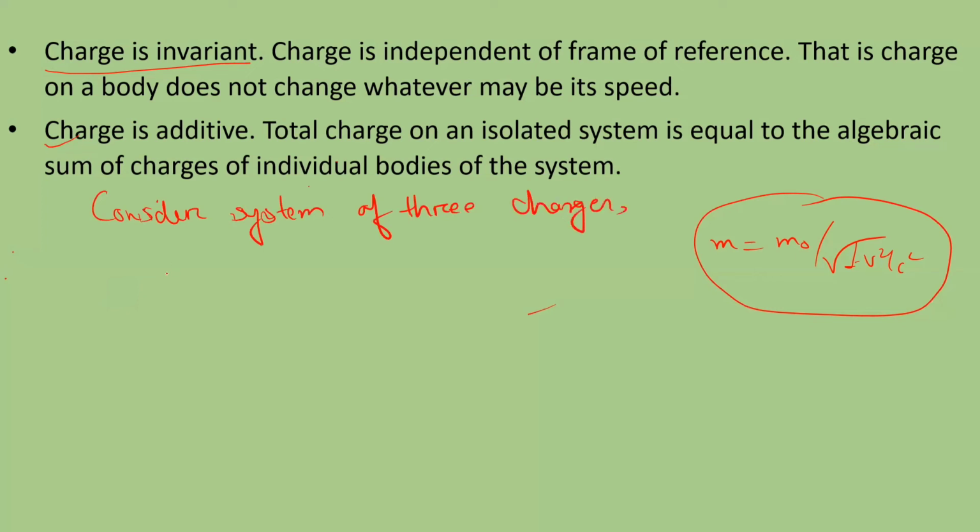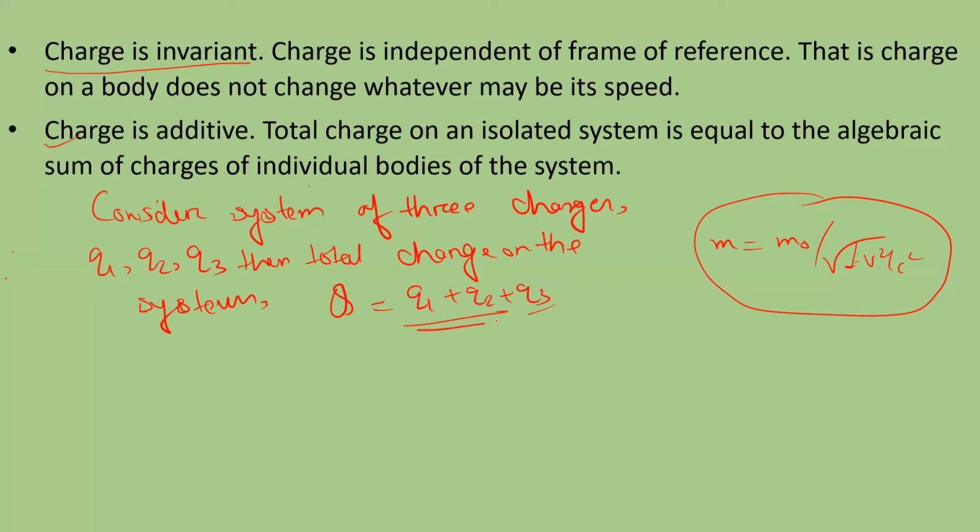What this statement means, we will see. If you have a system of three charges, that is q1, q2 and q3, then the total charge on the system, capital Q, is equal to Q1 plus Q2 plus Q3. This is the additive nature. If I say Q1 is equal to 2 coulomb, Q2 is equal to minus 3 coulomb and Q3 is equal to plus 5 coulomb, this is also positive.